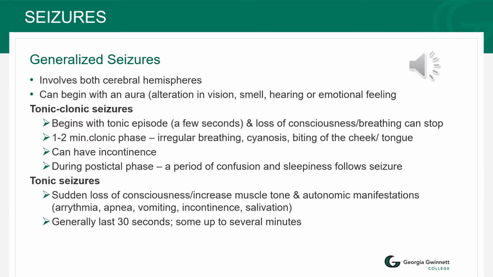The tonic-clonic seizures. Before we go into that, I want you to realize that clonic means uncontrolled rhythmic jerking, and tonic means stiffening or becoming rigid. Someone who has a tonic-clonic seizure begins with a few seconds of that tonic episode where their body becomes real rigid and they have a loss of consciousness. The breathing can stop, they can have an apneic episode, and it's followed by 1 to 2 minutes of that jerking phase, the clonic phase, and they can have irregular breathing. Oftentimes cyanosis accompanies this period. They can bite their cheek or their tongue.